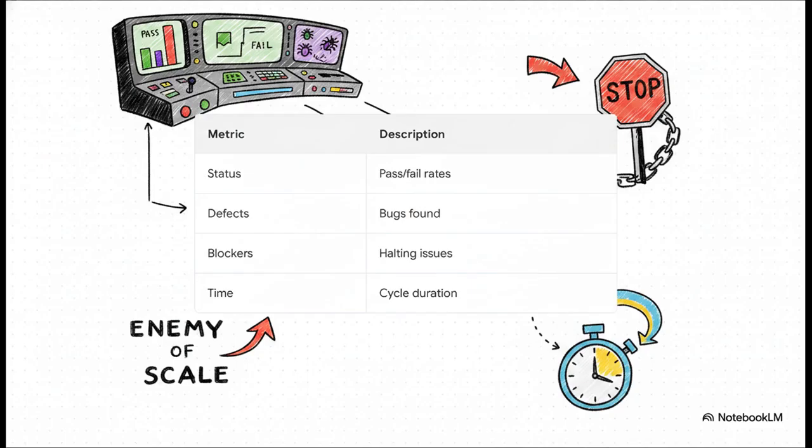Now, tracking metrics is one thing, but to turn that data into a true mission control, it needs a purpose. Just tracking bugs found isn't enough. We're talking about tracking the pass and fail status of your batches, the raw defect count, the total cycle time, and, most importantly, the blockers. Blockers are the enemy of scale. Master these 4 metrics, and you've got a perfect pulse on your release health.